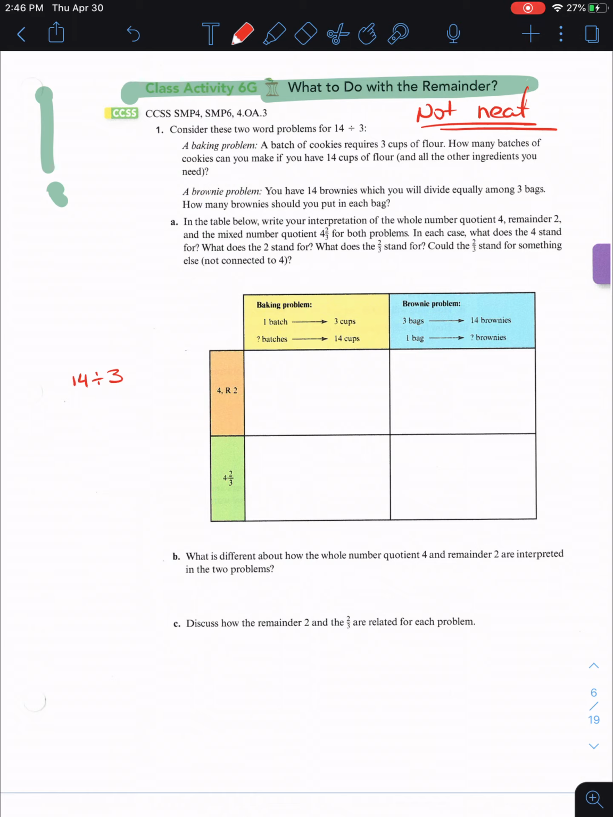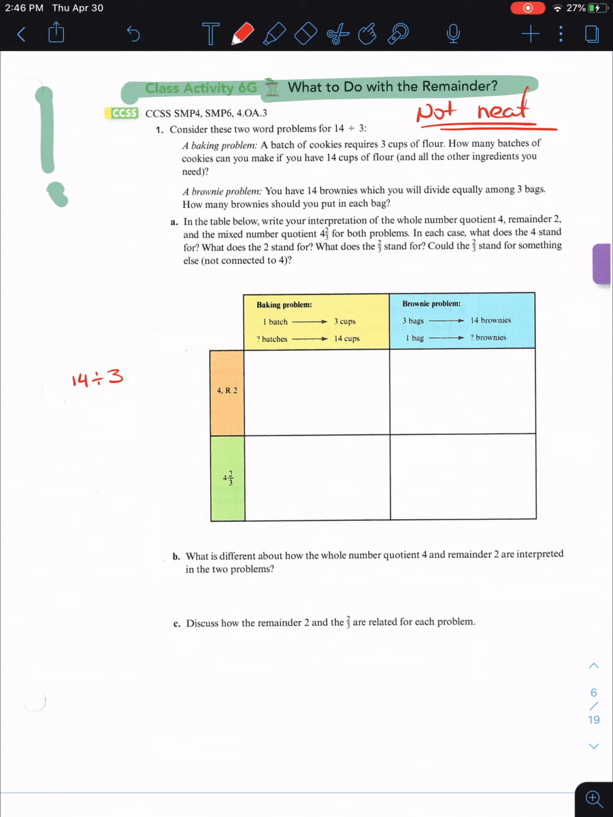How about with the brownies? If you have 14 brownies, which you divide equally amongst 3 bags, how many brownies could you put in each bag? So 4 for sure. And then what do you do with the other 2? Do you eat them? Do you split them up and put them in 2 bags? It really depends. Now let's see if we can come up with some interpretations.